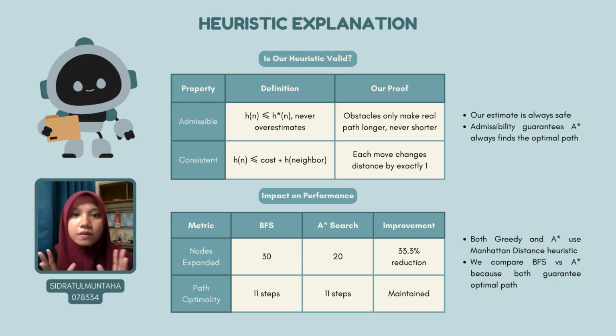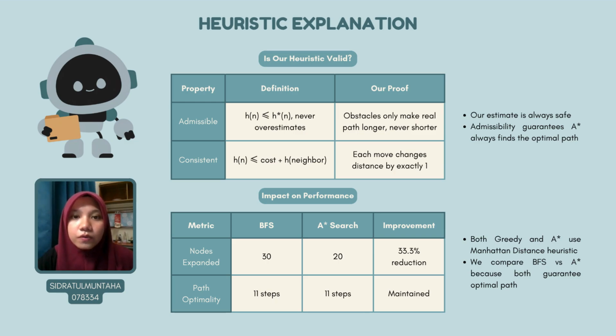Is our heuristic valid? Admissibility is important because it guarantees A star will always find the optimal path. Our heuristic is safe. Shelves and blocked cells can only force the robot to take a longer route. So our estimate is only equal to or less than the real cost.